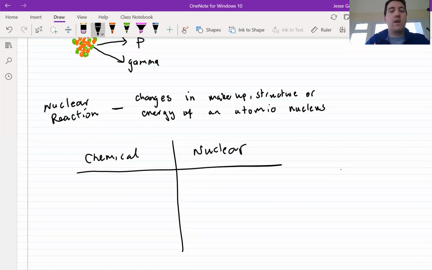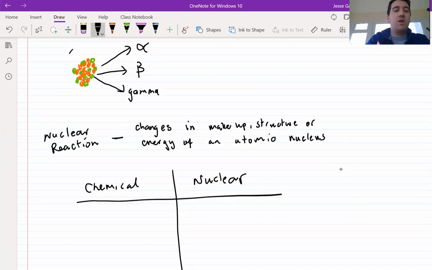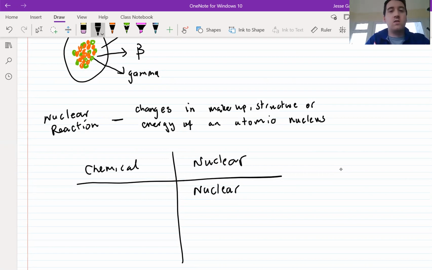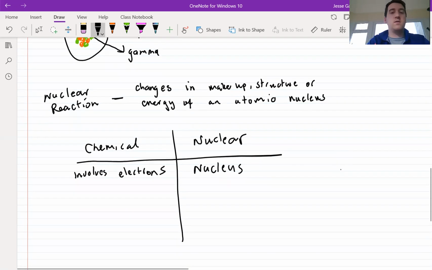Nuclear reactions involve the nucleus, changes in the nucleus. Whereas chemical reactions, mixing two things together to make a new compound, involve electrons. So, sorry, this should say nucleus. This involves the nucleus, and this involves electrons, orbiting electrons. So chemical reactions involve orbiting electrons. Nuclear reactions involve changes in the nucleus.